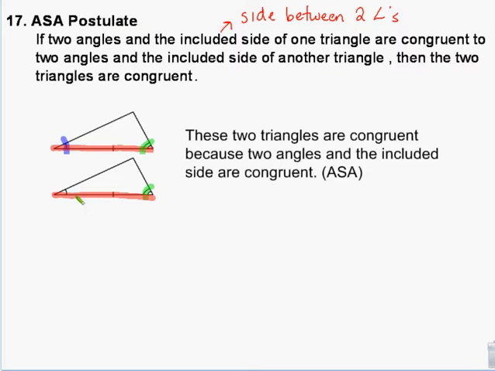And they have to go in that order. It has to be angle, side, angle. So as you travel around the perimeter of the triangle, you would hit an angle, then you'd hit the side, and then you'd hit the other angle. And then when you went to the other triangle, they would be in the same order.